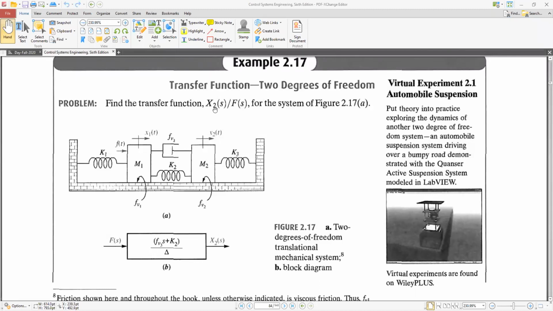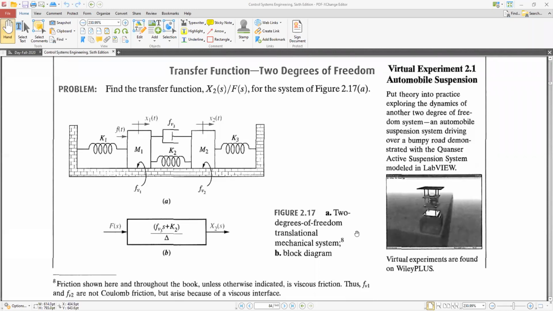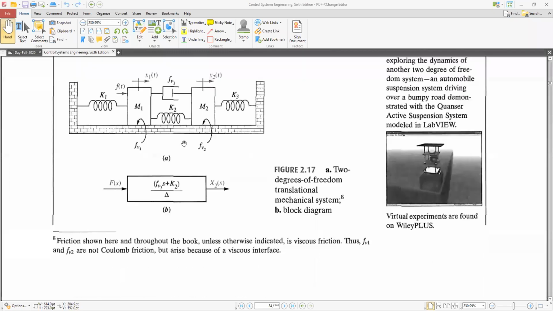Find the transfer function X2(s) by F(s) for the system of figure 2.17a. This is a two degree of freedom translational mechanical system, and its block diagram. M1 and M2, K1, K2, K3, FV3.